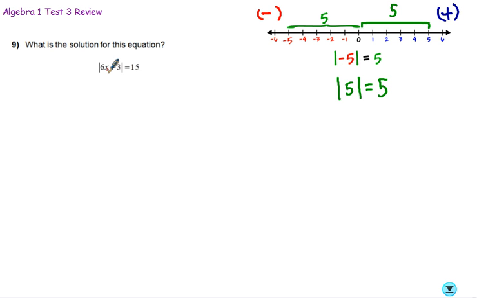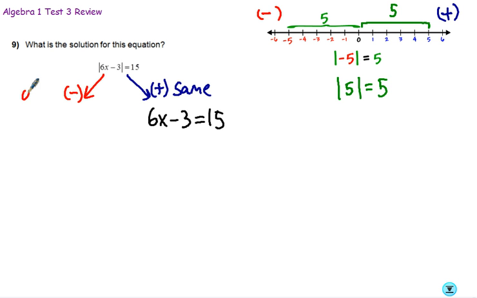So I'm going to separate it out into the two possibilities. Maybe it's coming from the positive side, and what we do with this is just solve it as it is. So 6x minus 3 equals 15. You notice I dropped off the absolute value bars. And maybe it's coming from the other side, the negative side. This is where we take the opposite. Everything stays the same, but instead of a positive 15, we have a negative 15, so a negative 15 and a positive 15.